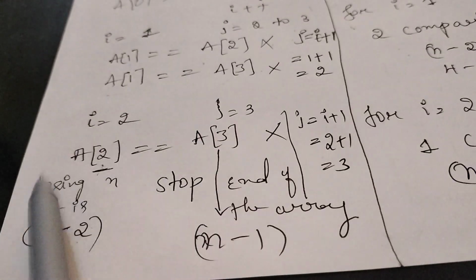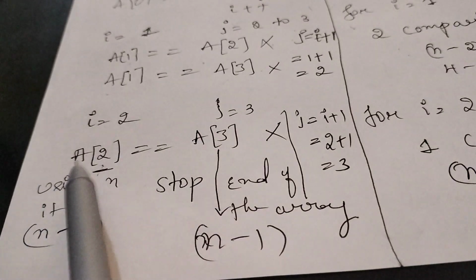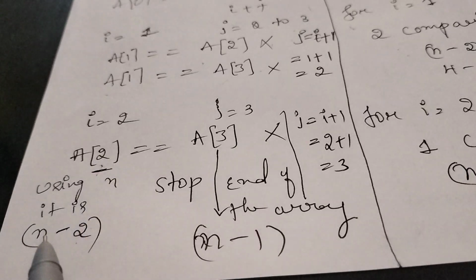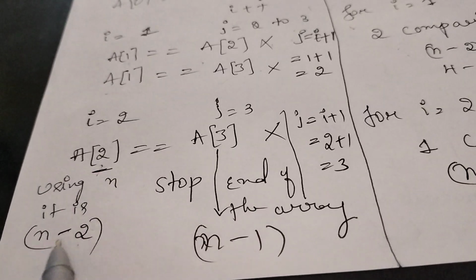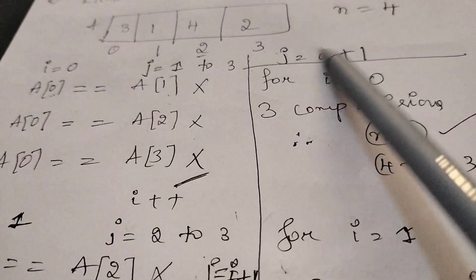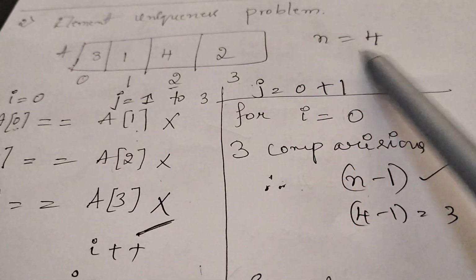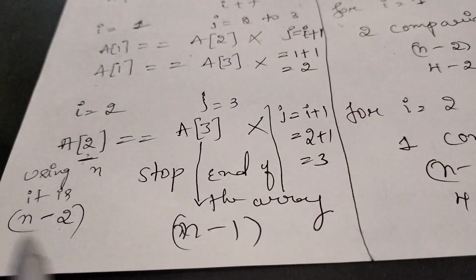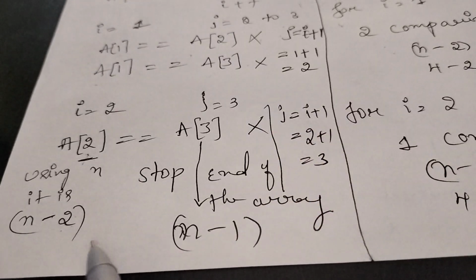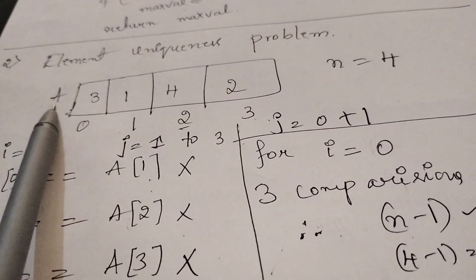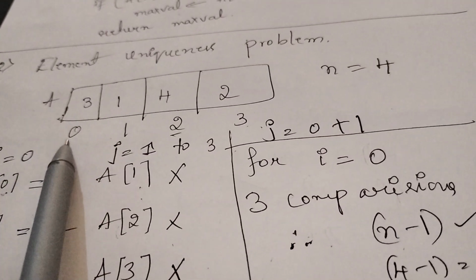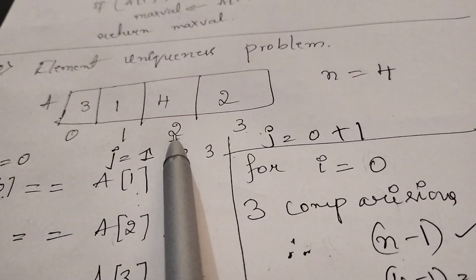So we should write one generalized equation for that, no? We get 2 if we subtract n minus 2. So what is the total value of n here? The total value of n is 4. So what does n minus 2 give us? n minus 2 is 4 minus 2, which is equal to 2. Understood, girls? Because the I value started with 0 and has ended at index value 2.